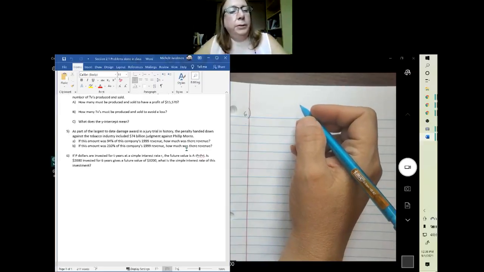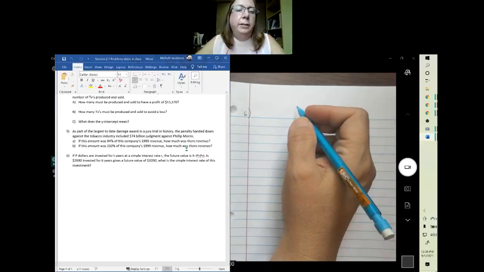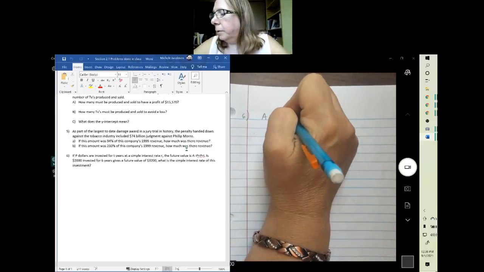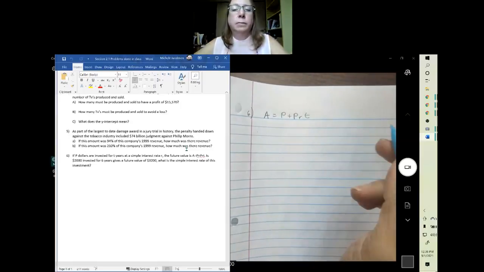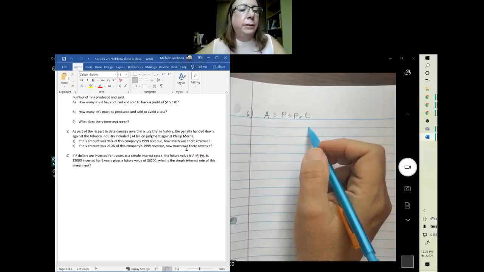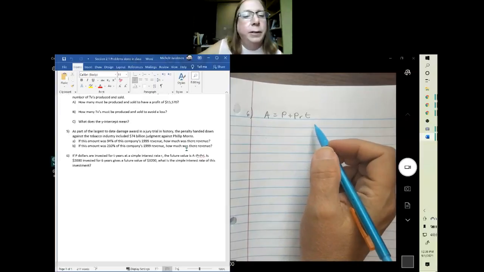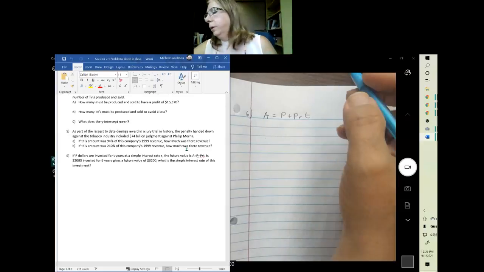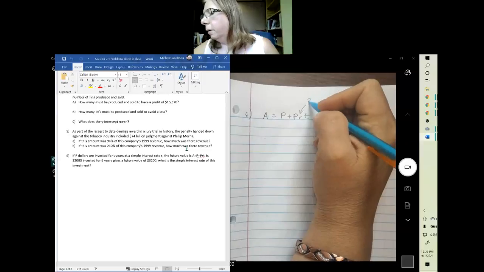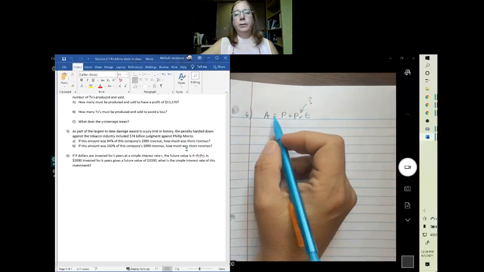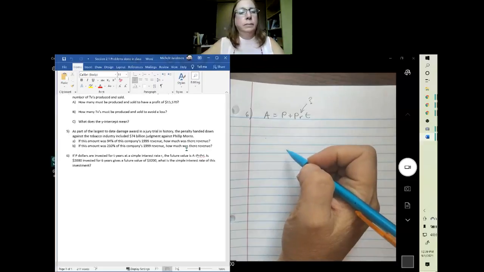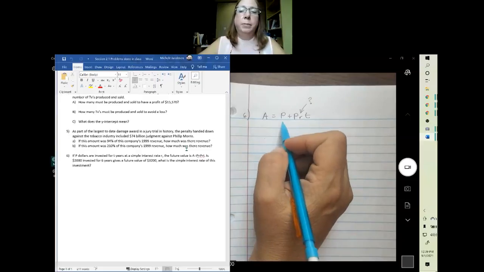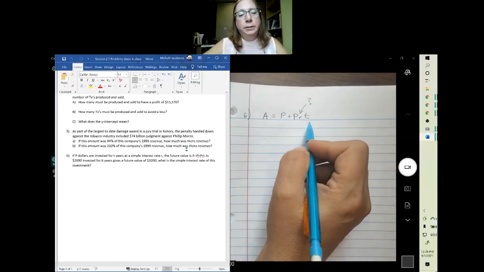If P dollars are invested for T years at a simple interest rate, A equals P plus PRT, is 2,000 invested for 6 years, gives a future value of 3,200. What is the simple interest rate of this investment? So we're looking for the R. They're giving us all the values except for R. A is the amount at the end, P is the principal or starting amount, and T is time in years.